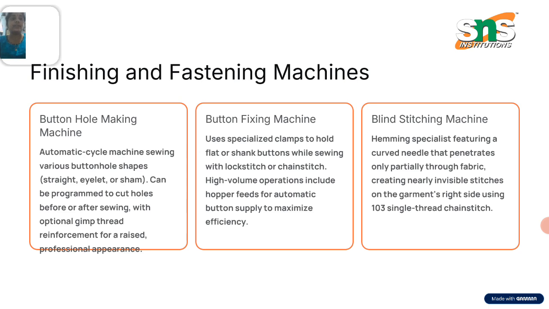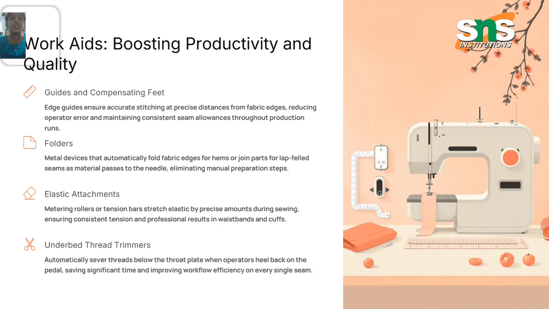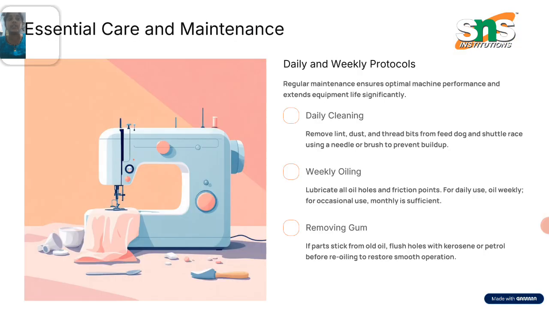So that is the main concept of the blind stitch machine. The next one is work aids, boosting productivity and quality: guides and compensating feeds, folders, elastic attachments, under-bed thread trimmers. Those are all the features used for productivity and quality control.